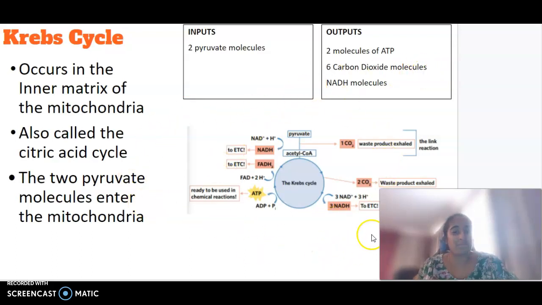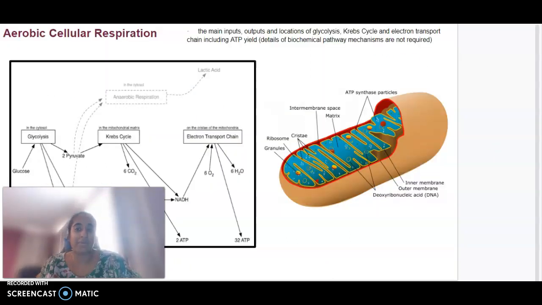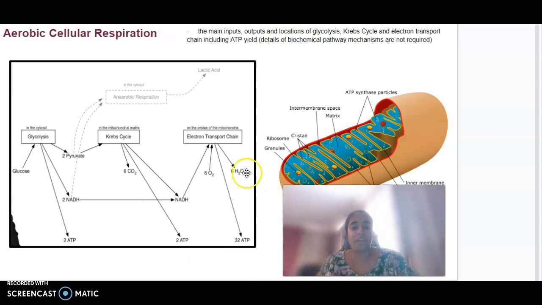So this Krebs cycle process can also be summarized over here in this diagram. You can pause the video and have a look at some of the major events that are occurring there. But as a summary, our input of pyruvate is causing an output of carbon dioxide, an output of ATP, and more of an output of NADH.